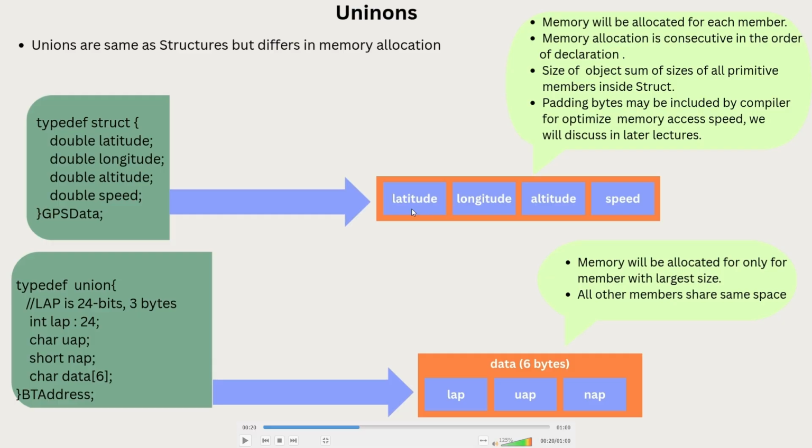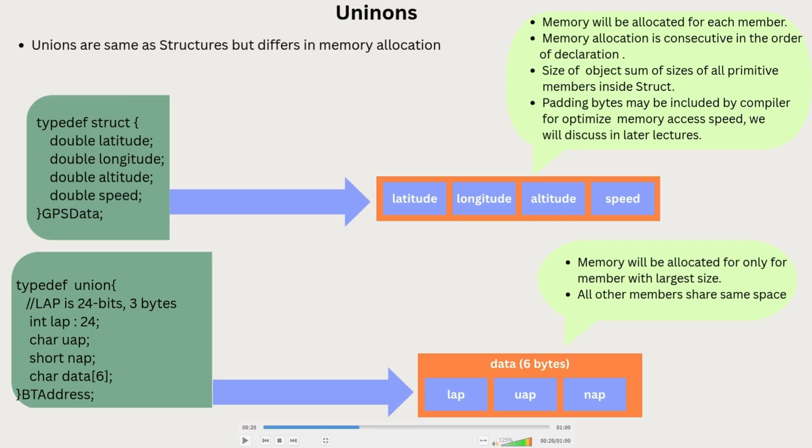Let's say in some compilers integer is 4 bytes, 32 bits. In some compilers it is 16. So based on that it will allocate. For example, here, if all are double, in general it is 4 bytes, so a total of 16 bytes of data will be allocated. So it will be sequential, like first data for latitude, longitude, like this memory will be allocated. Also sometimes compilers will add paddings, that we will discuss in later lectures.